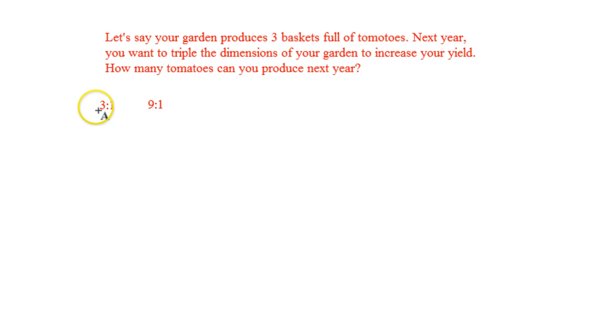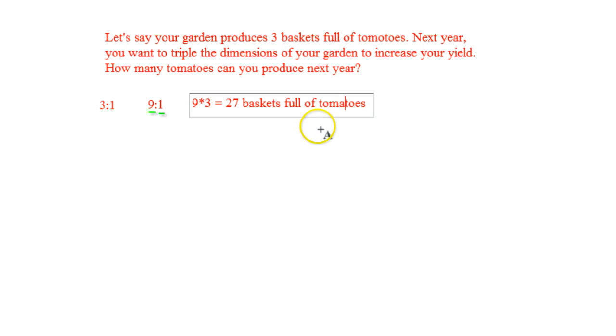So if it is 9 to 1, with my regular dimensions I was able to produce 3 baskets of tomatoes. If I triple the dimensions, now I have 9 times the area, so I can produce 9 times the amount. So it's 9 times 3, which is definitely going to be 27 baskets full of tomatoes. There we go, now I spelled it correctly. Now, obviously, with this drought, not going to be able to do that as well without the actual water needed to aerate the land and actually make it producible.